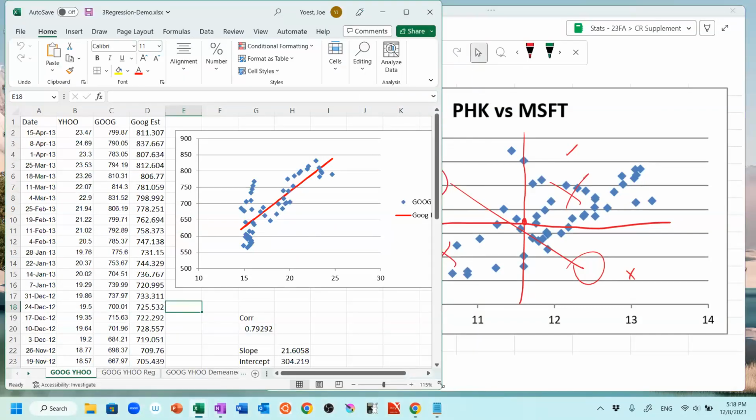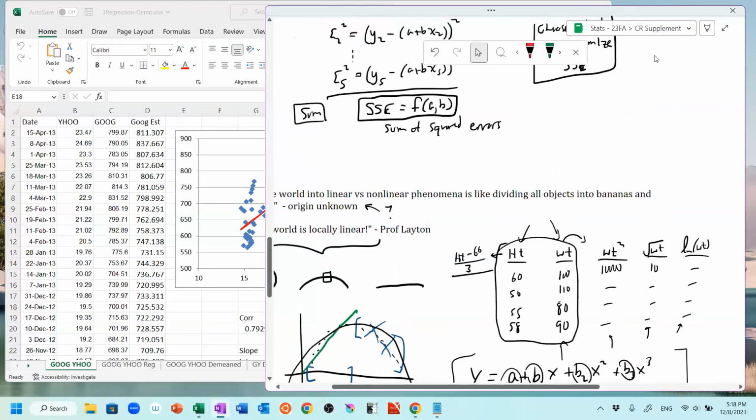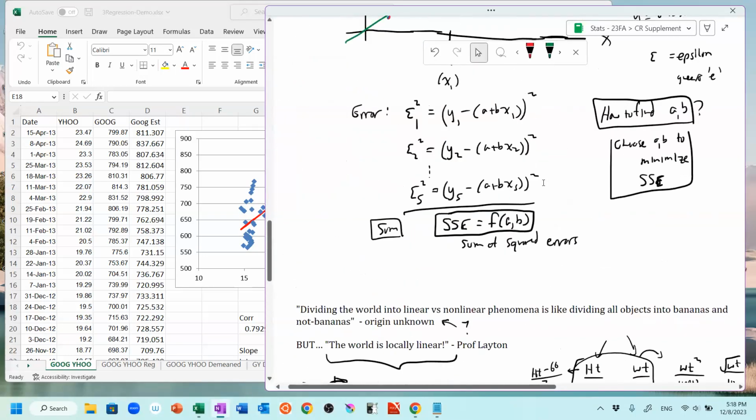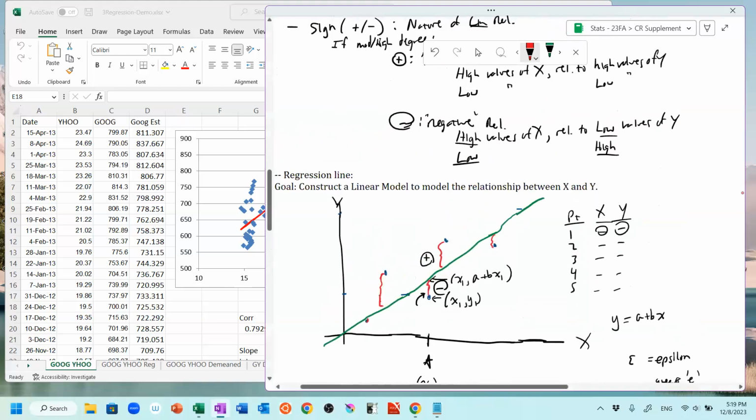Okay, and then the next topic that I want to discuss is computing regression lines on Excel. So the goal here is to use Excel to find the A and B that minimize the sum of the squared errors, to find the intercept and the slope for that line.